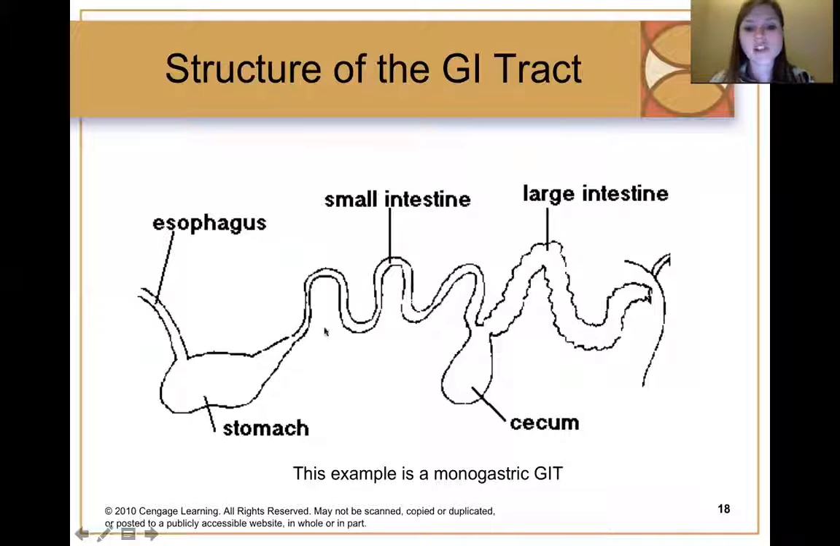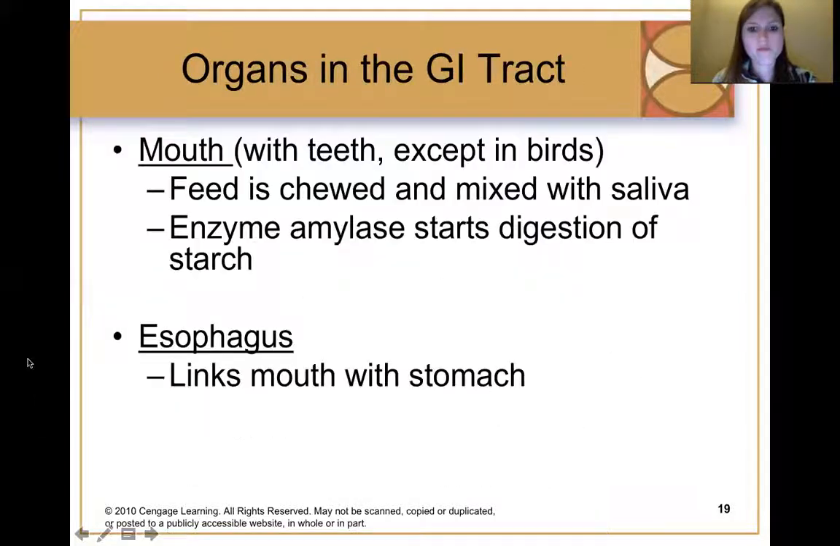Then you have the small intestine, and then you have your cecum, and then the large intestine. So the colon is the cecum and the large intestine, basically. Or the large intestine is sometimes called the colon. So just as a quick review. We'll talk a little bit about each of those in detail. So the mouth typically has teeth, except in birds. That's a big difference between poultry and the other livestock species.